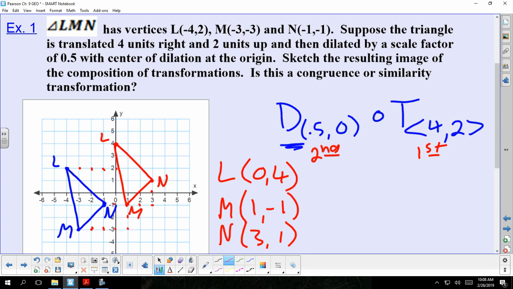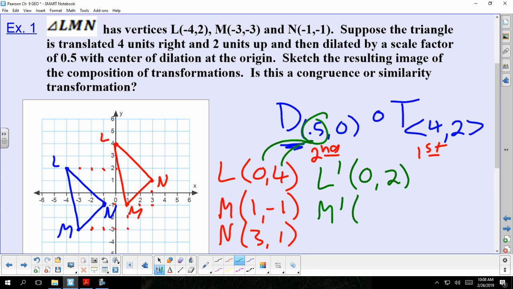Now I'm going to take this scale factor of 0.5 and multiply all of those coordinates by 0.5. So L prime: 0 times 0.5 is 0, 4 times 0.5 is 2. M prime: 1 times 0.5 is 0.5, negative 1 times 0.5 is negative 0.5. And then N prime: 3 times 0.5 is 1.5, and then 1 times 0.5 is 0.5.